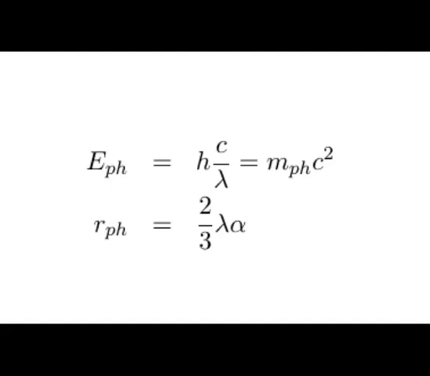You can express this in various ways. I've chosen one here, with 2/3 lambda times the fine structure constant. I think this is interesting because the size of the photon is connected to its wavelength and to the fine structure constant. So this is a nice combination, I think.